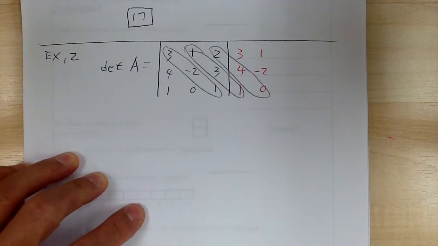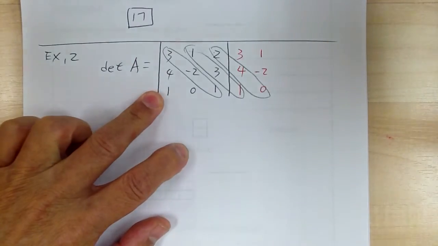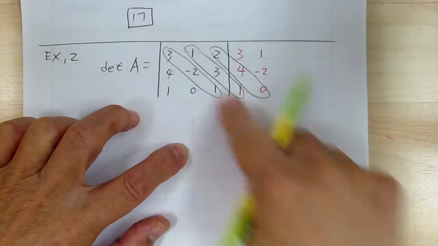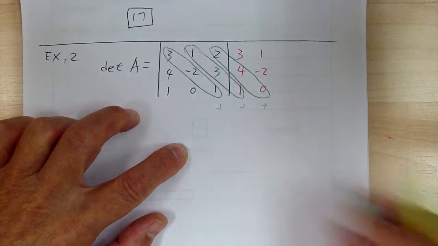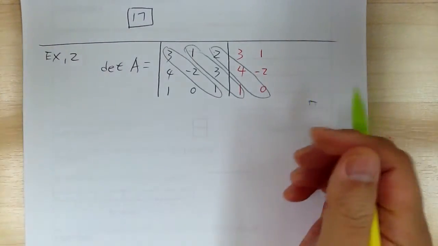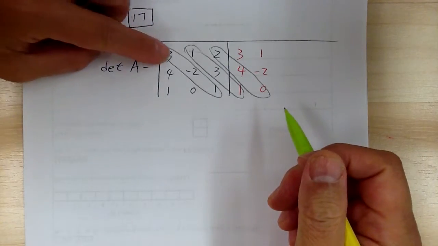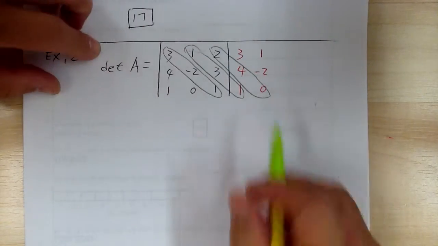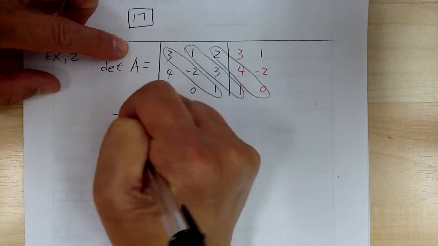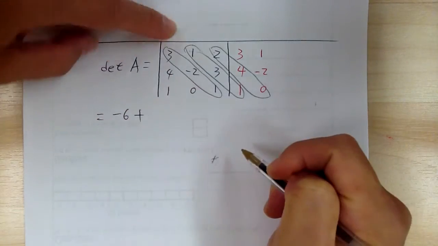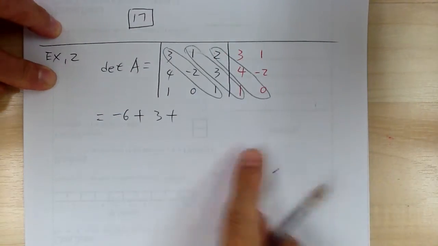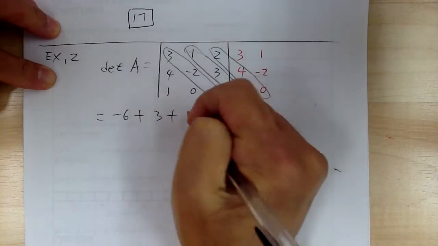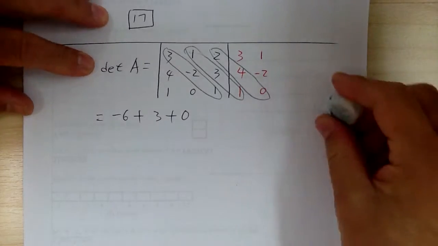Now you have to multiply 3 numbers. Remember when you go in this direction, it's all plus, so you go plus, going in this direction. Again, use pencil so you can erase it. When you multiply, this will give you negative 6 plus 3 plus 0. Now remember, when there's a 0, it's 0. So you're done with the positive diagonals.